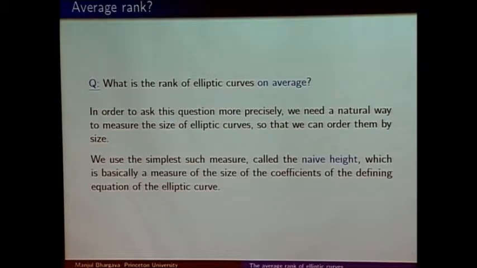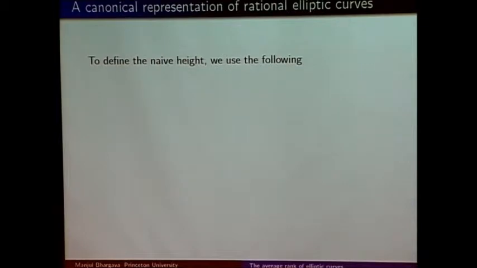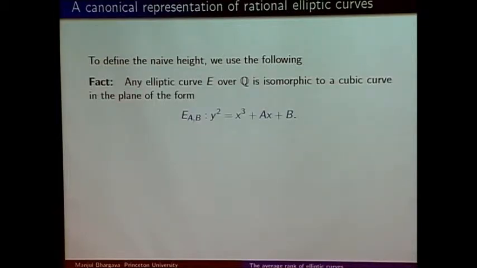Okay, so the measure I'm going to use in this lecture is the simplest such measure, called the naive height. This is the natural way in which, if you were writing down elliptic curves by yourself, you'd probably start with small coefficient ones and get bigger and bigger. And so naive height measures the size of the coefficients of the defining equation of the elliptic curve. That's the most natural hands-on measuring device, just the size of the coefficients. So I'll make this more precise. To define the naive height, we use the following fact: every rational elliptic curve can be written as a Weierstrass curve in which the x squared coefficient vanishes. So any elliptic curve over Q can be written as y squared equals x cubed plus ax plus b, where a and b are integers.